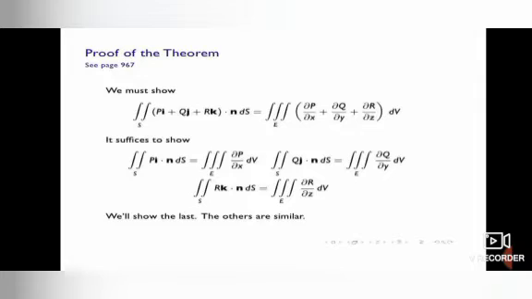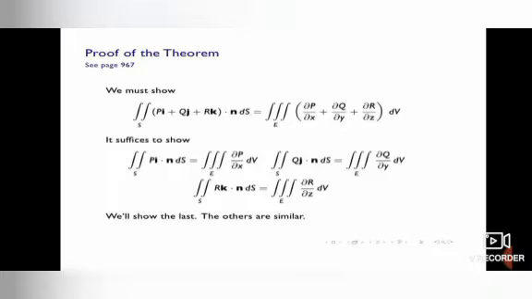Let us see the proof of the theorem. We must show that the surface integral of (Pi plus Qj plus Rk) dot n cap dS is equal to the triple integral, that is volume integral, of del dot F dV. Del means the operator dou by dou x plus dou by dou y plus dou by dou z, that is dou by dou x of i vector plus dou by dou y of j vector plus dou by dou z of k vector, is the operator called del. So del dot F is equal to dou P by dou x plus dou Q by dou y plus dou R by dou z, into dV.